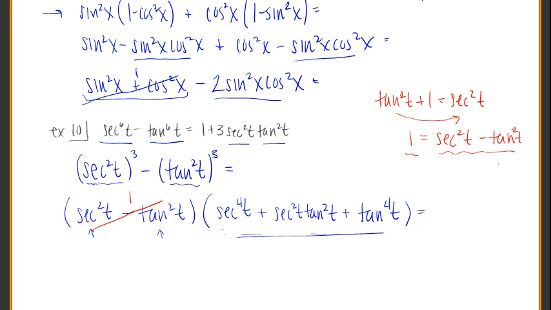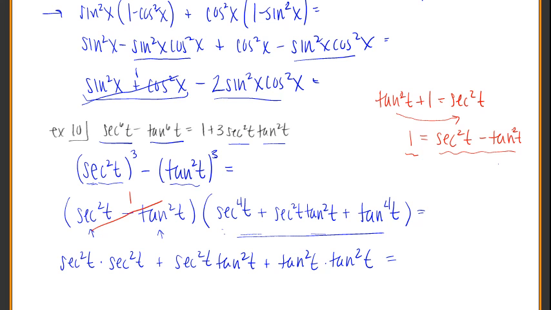So really all I'm looking at is trying to get this right parentheses right here to equal that right side. Alright, so secant to the 4th, kind of what we did in this example right above this, let's write that as secant squared t times the secant squared t. That middle, we'll just leave it as secant squared t tangent squared t. And then the last is a tangent squared t times a tangent squared t.